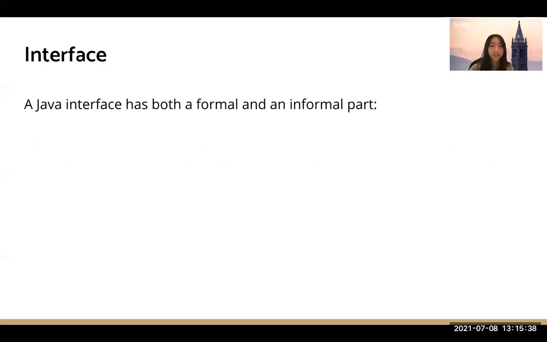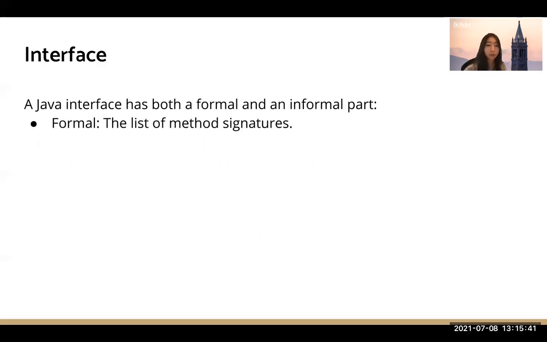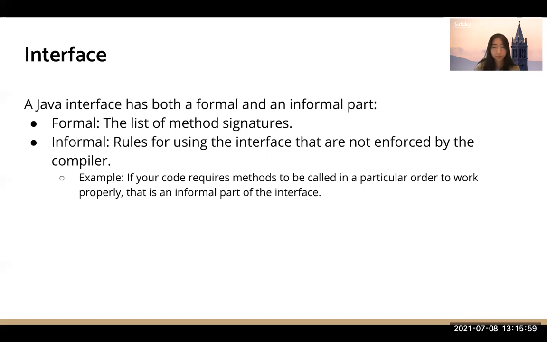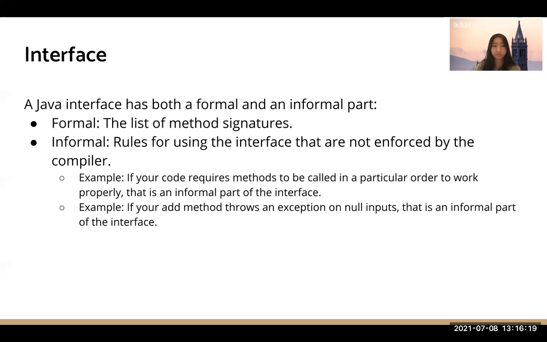A Java interface has both a formal and informal part. The formal is the list of method signatures, right? The actual code that's in the interface. But the informal is the rules for using the interface that are not enforced by the compiler. This is how the software engineer actually ends up using the interface. For example, if your code requires methods to be called in a particular order to work properly, that's an informal part of the interface. The compiler is not able to catch, oh, you have to call this before this. But if you as the programmer design your code such that it has to work like that, then it's an informal or implicit part of your interface.